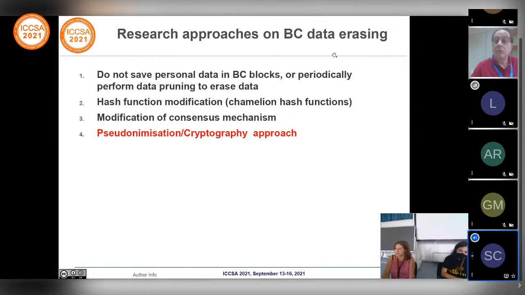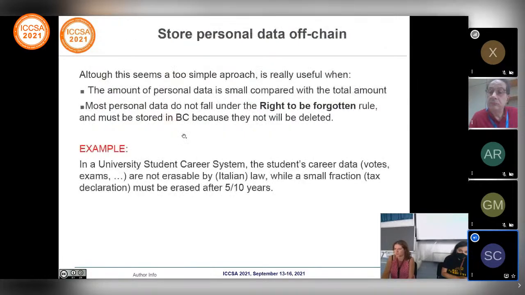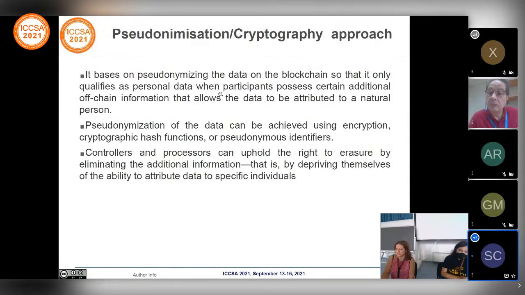The research approaches on blockchain data erasing are listed in this slide, but the most important, and the one on which this work is focused, is the pseudonymization and cryptography approach. We know that pseudonymization is the technique to map real data onto different data, so that the identity of a person, of a subject, can't be recognized without an encryption or decryption key.